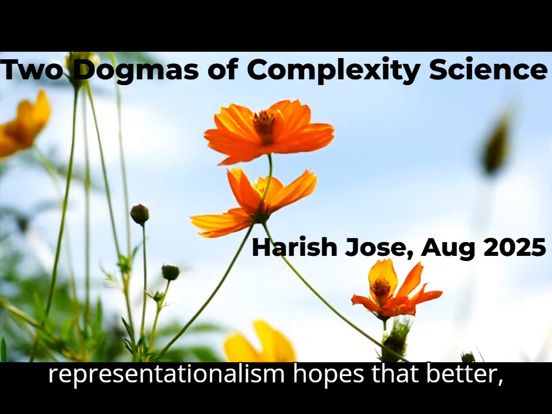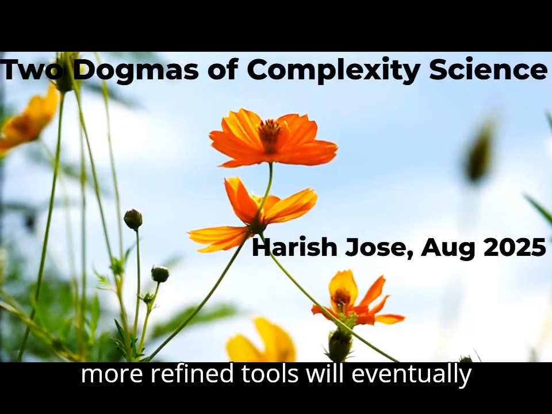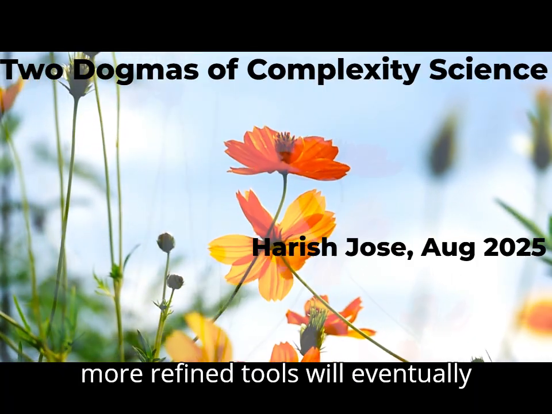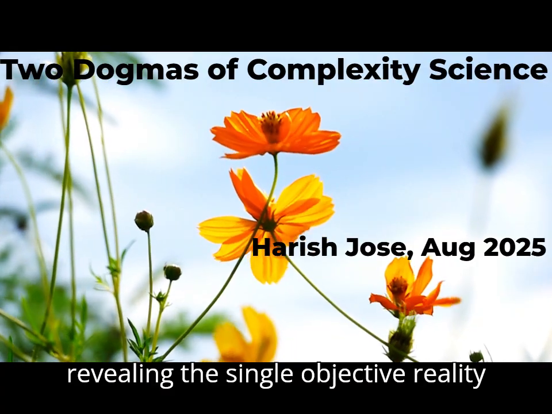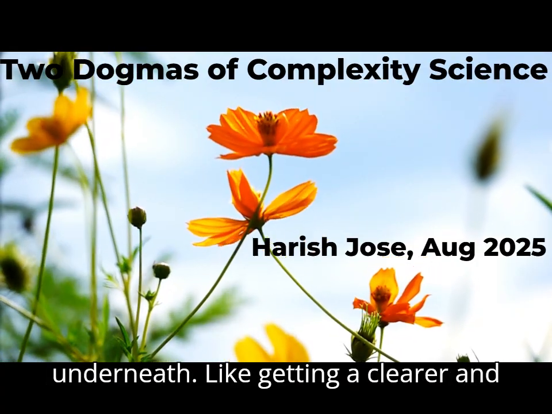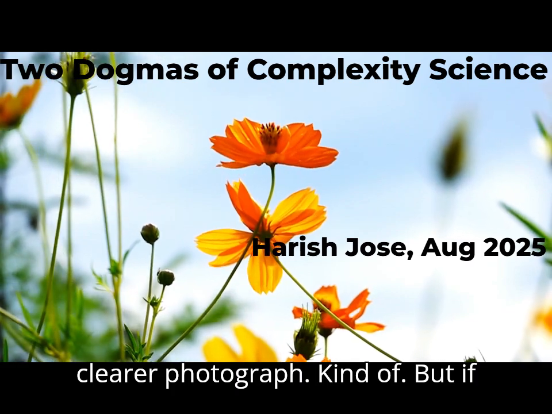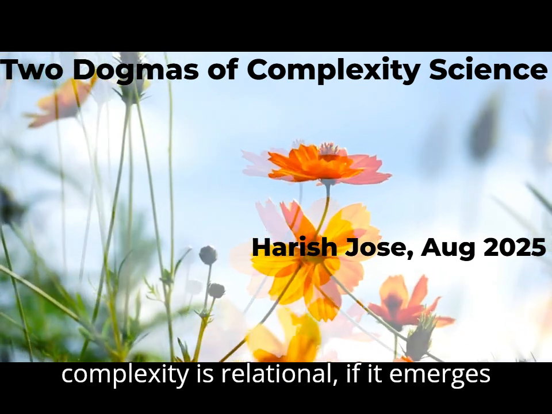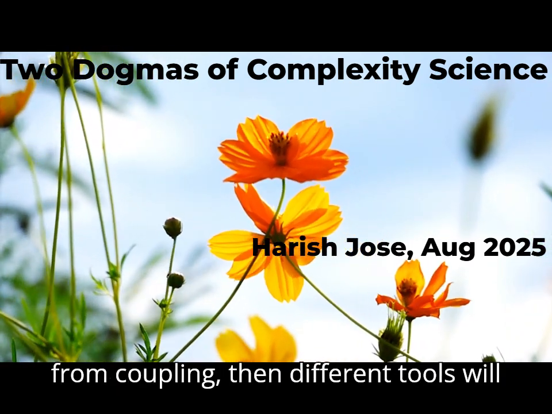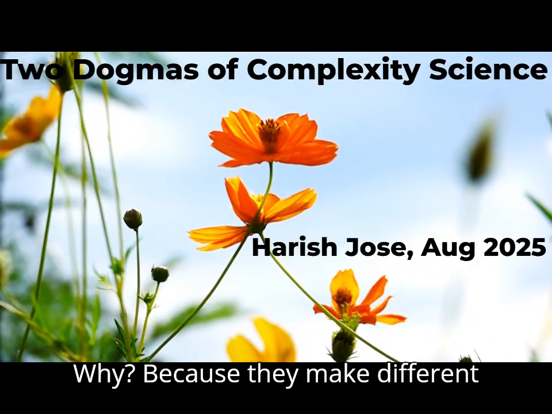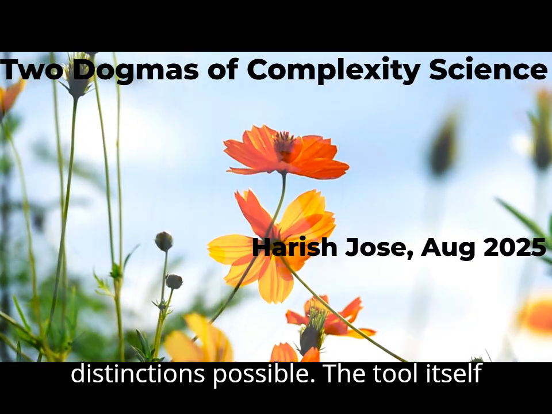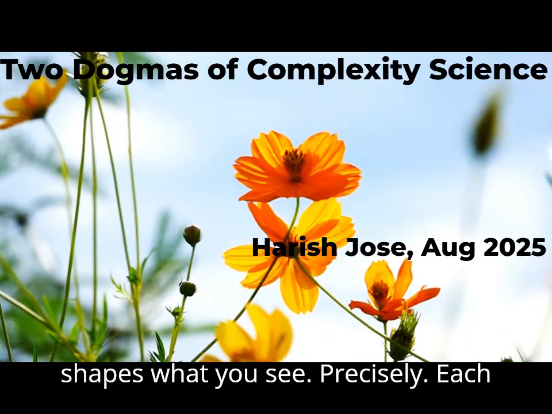Exactly. Now, representationalism hopes that better, more refined tools will eventually converge on the true complexity, revealing the single objective reality underneath. Like getting a clearer and clearer photograph. Kind of. But if complexity is relational, if it emerges from coupling, then different tools will necessarily enact different varieties. Why? Because they make different distinctions possible. The tool itself shapes what you see.